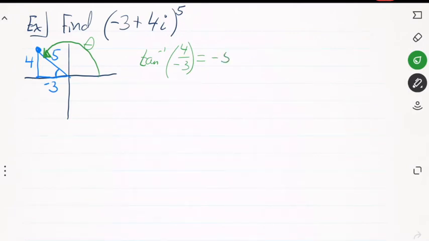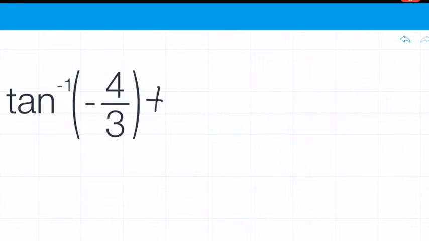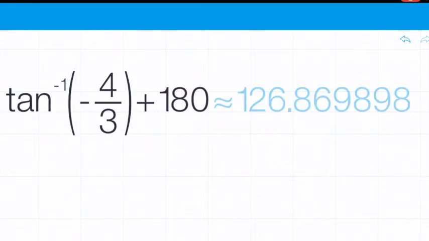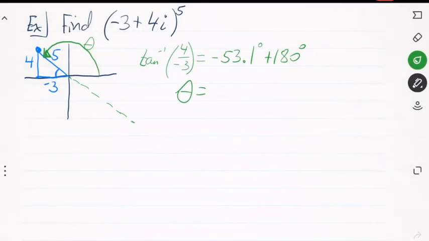So negative 53.1 degrees. And again, that's a problem because that's down here in the fourth quadrant. So to get to the right answer, we just have to add 180 degrees. All right, so theta is going to equal, add 180, 126.9 degrees.